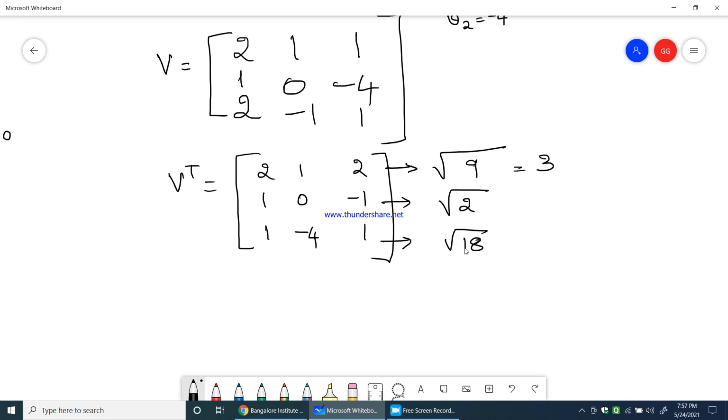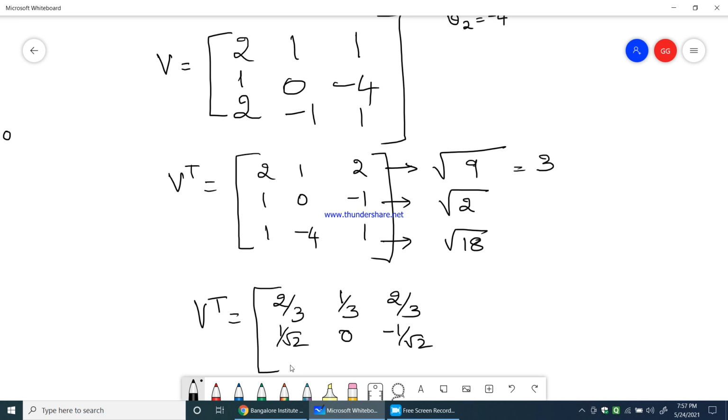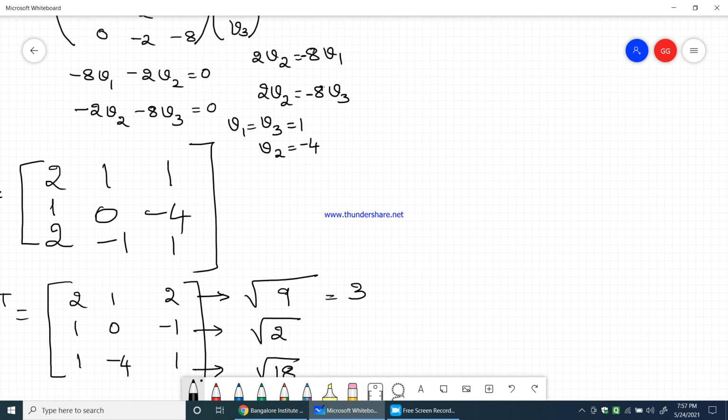Therefore, the final V transpose is equal to 2 by 3, 1 by 3, 2 by 3, 1 by root 2, 0, minus 1 by root 2, 1 by root 18, minus 4 by root 18 and 1 by root 18. So this is the final V transpose that we get. Okay, so I hope finding V is clear to you now. Let us go with finding out U.